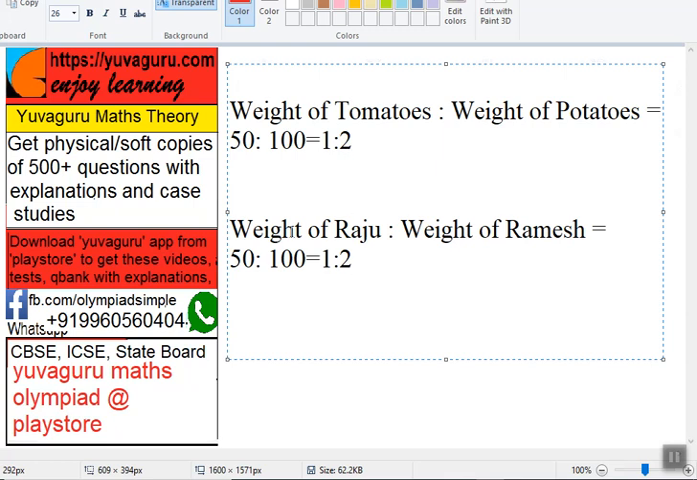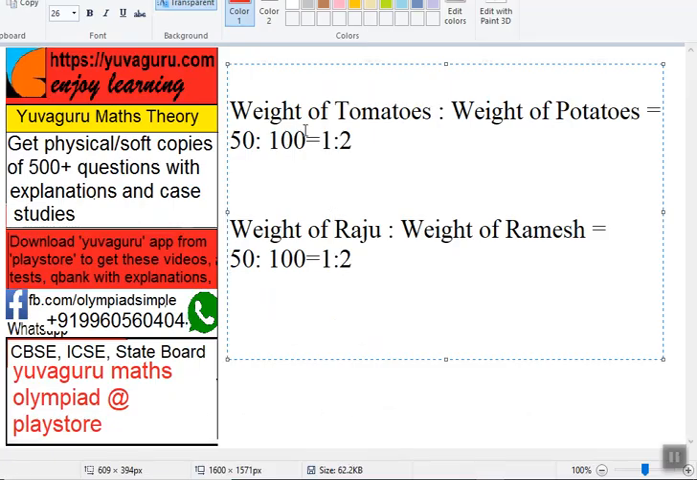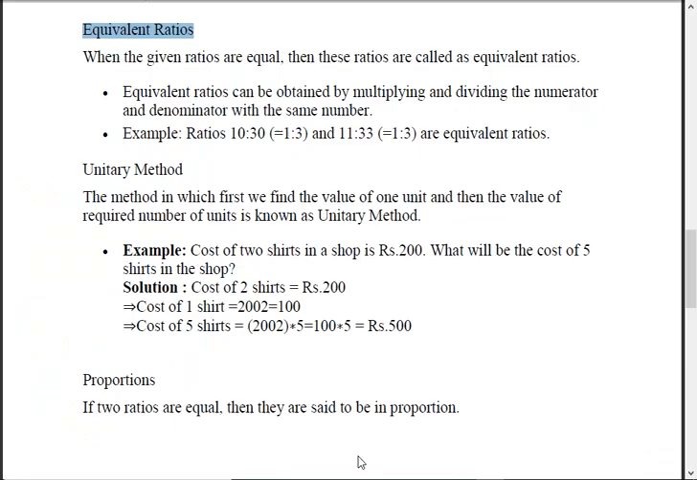Only they should be in the same unit, weight, meters, that way. Comparing quantities using ratios. Quantities can be compared using ratios subject to, see this, these two quantities can be compared subject to what? What is the important condition? They should be in the same units. Only then they can be compared.